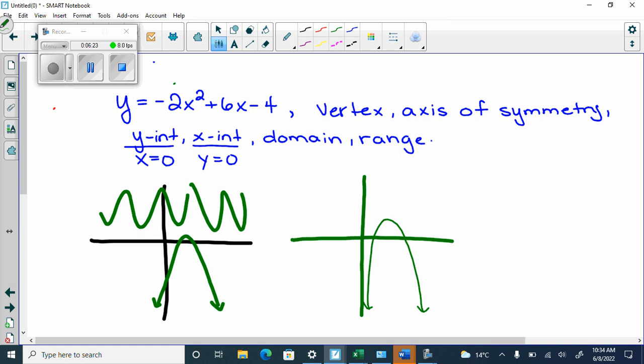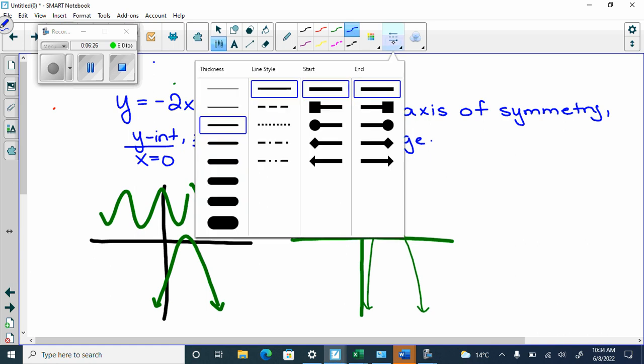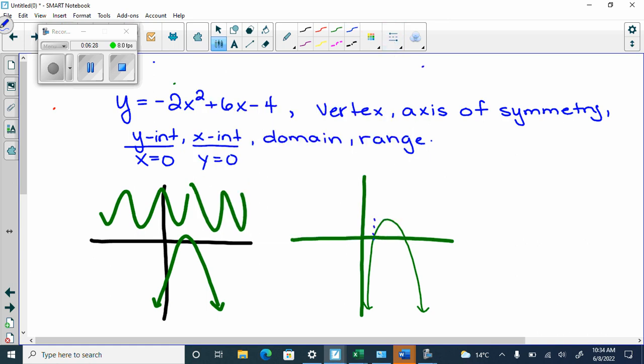Now, I want to find the 0, the x-intercept. So this part here. So I want to find this. So I draw an imaginary dashed line through it to help me out better with my lefts and my rights. Right, Sam?